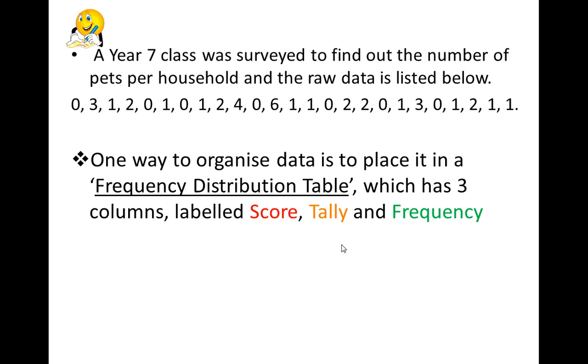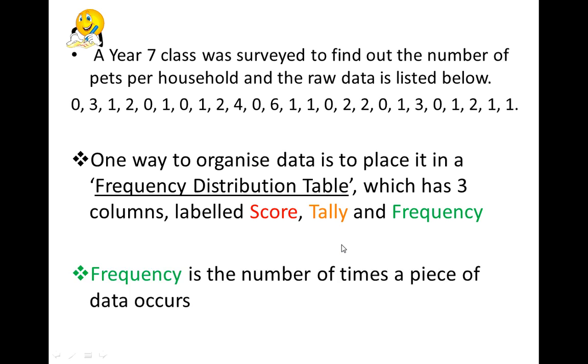One way that we can organise this data is to place it in what we call a frequency distribution table. This table has 3 columns, and those columns are labelled score, tally and frequency. The frequency is the number of times that a piece of data occurs. So if something occurs frequently, then it's happening a lot.